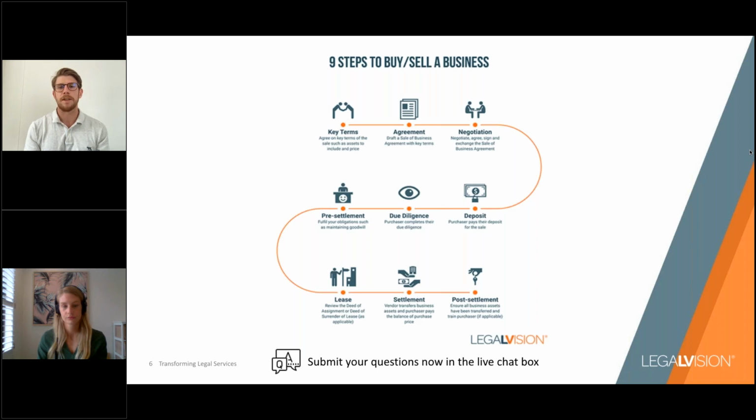Once the sale of business agreement is signed, that's when the deposit is paid. And then after that, you can have things between signing and completion that need to happen. Sarah will touch on this later. These are known as conditions precedent, but include things like the transfer of the lease or signing a new lease, or other things that need to happen.